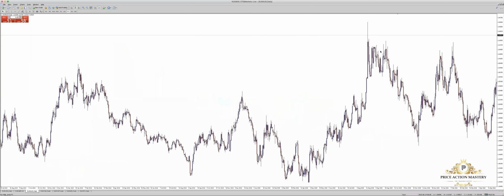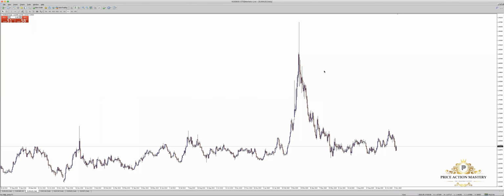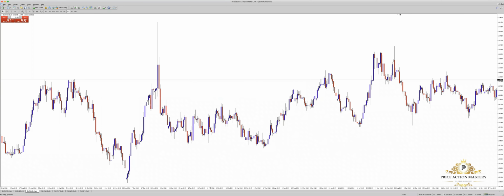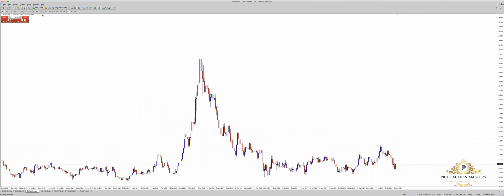Okay, the next is Euro Aussie. Euro Aussie reached a very clear bottom, but there's still some room to achieve, right? Because as you can see, it dropped so much.